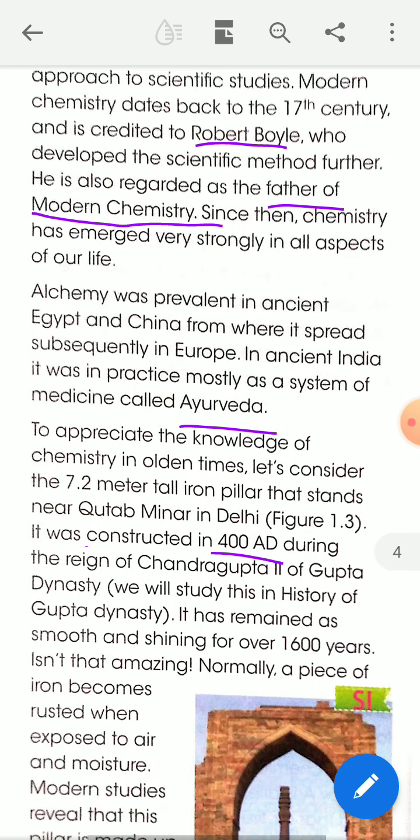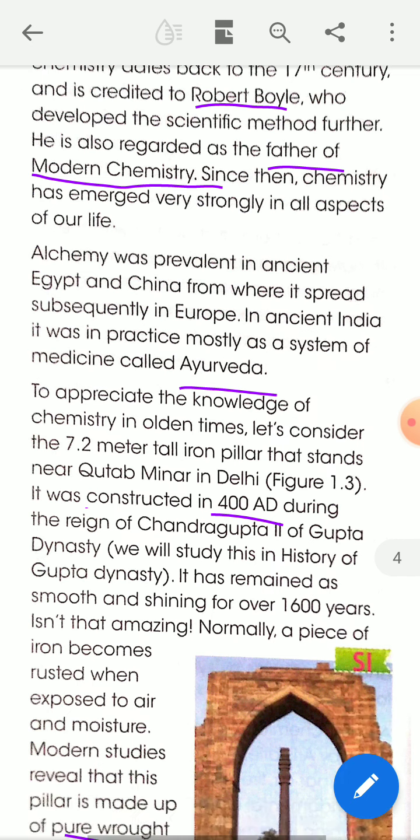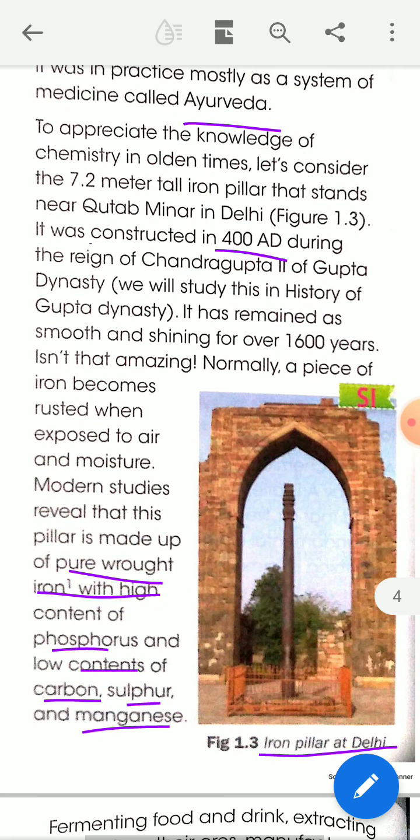Alchemy was prevalent in ancient Egypt and China, from where it spread subsequently to Europe. In ancient India, alchemy was in practice mostly as a system of medicine called Ayurveda. Okay. And there is some proof of the existence of the idea of chemistry in ancient India.